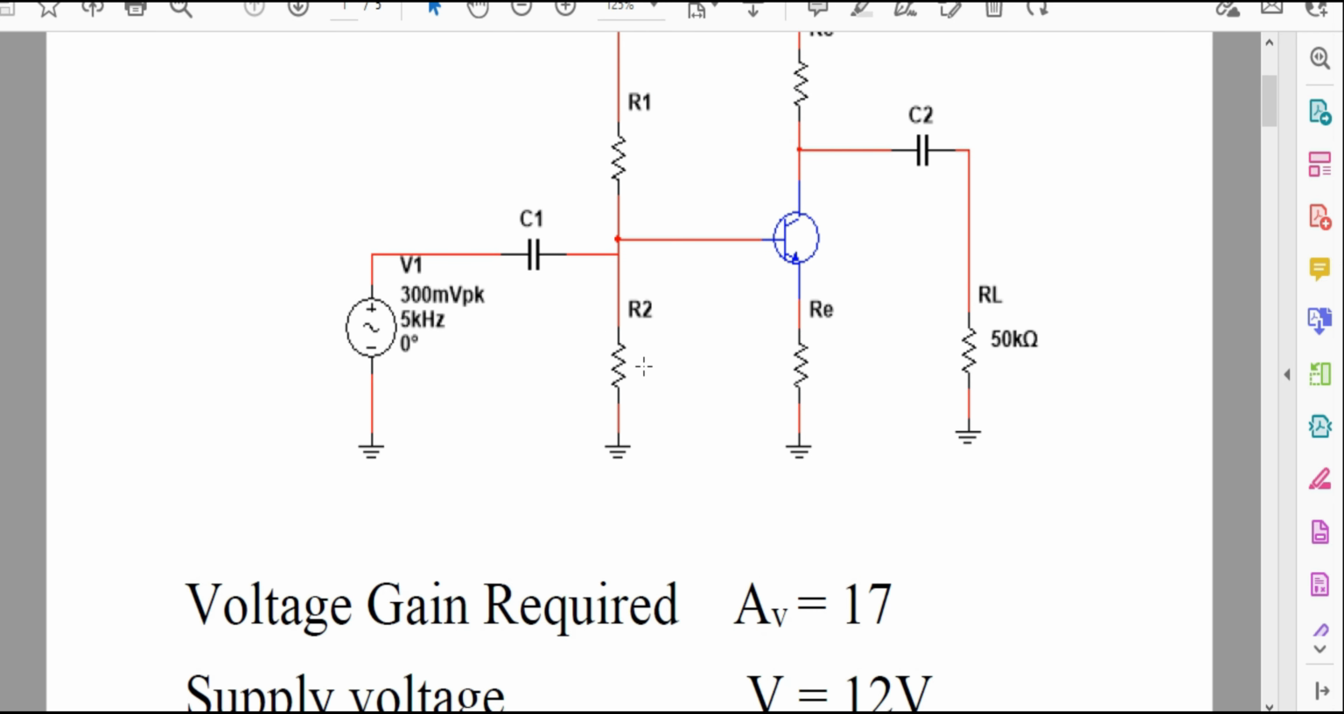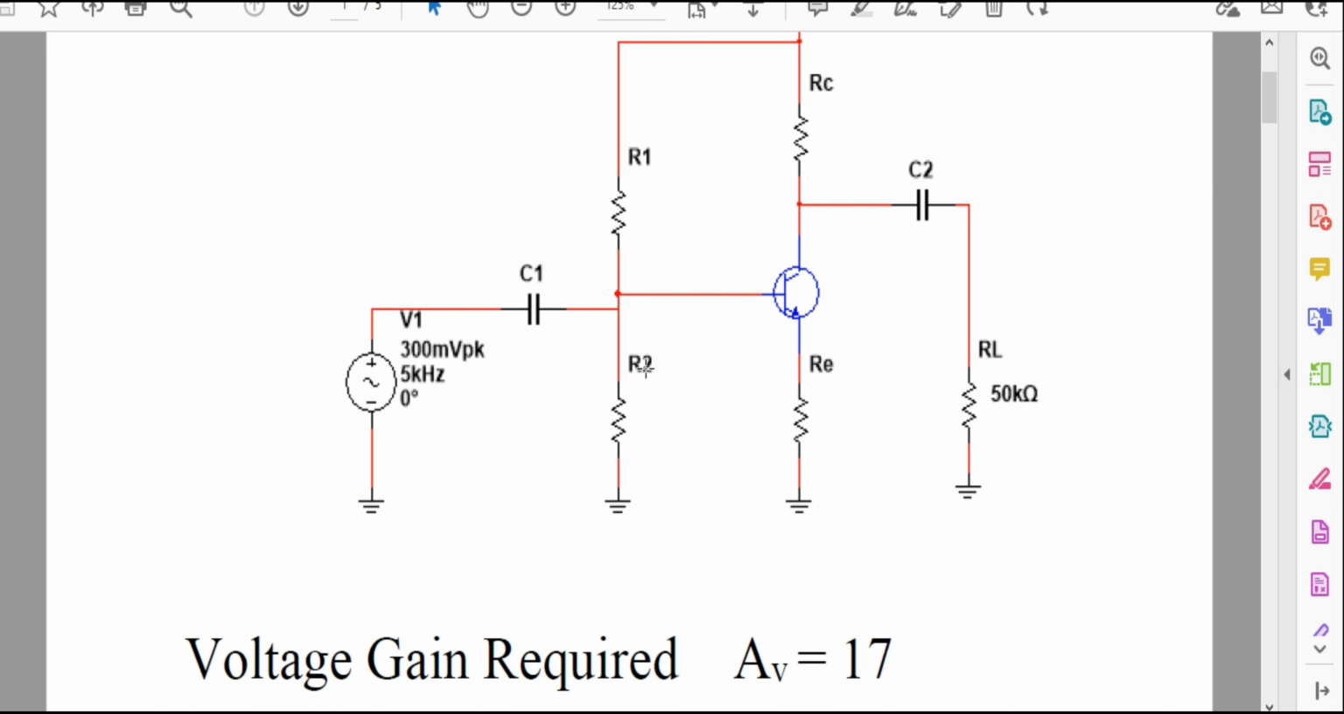The other most important thing which is given to us is the required voltage gain. This voltage gain is 17. So three things we are given: a 300 millivolt peak signal, which is our input signal, the output load, and the third one is the required voltage gain of the circuit.